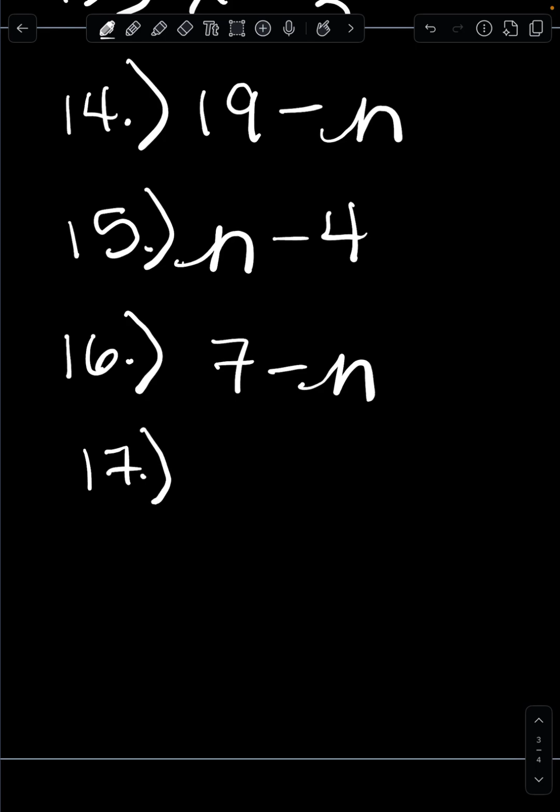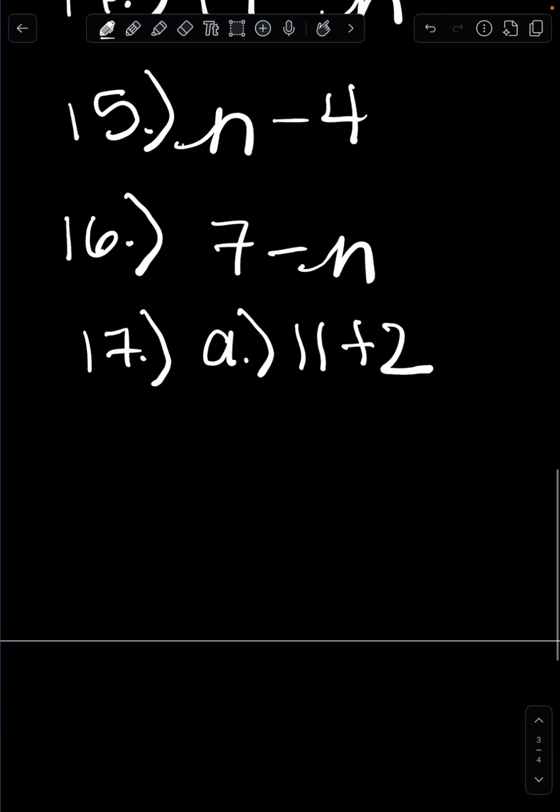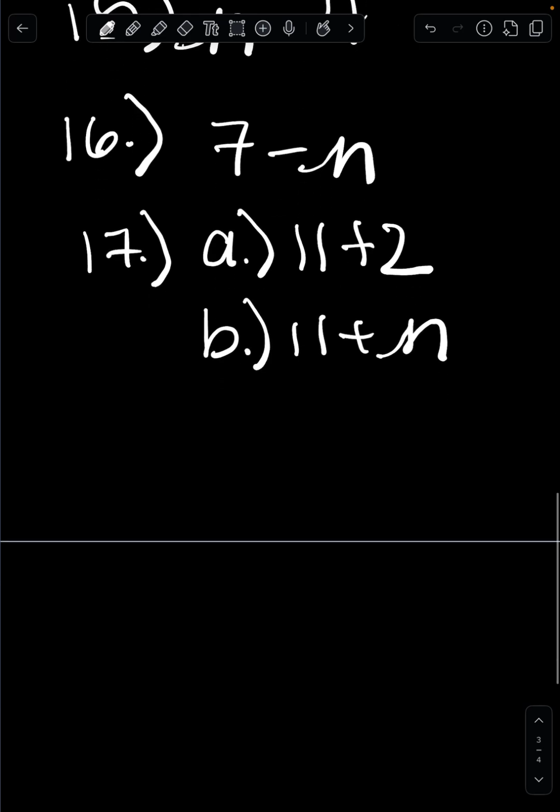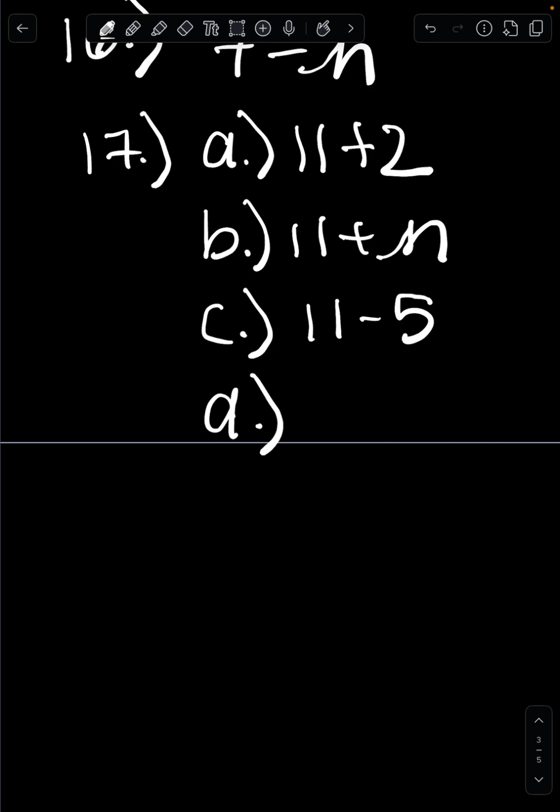Number 17. Jenny is 11 years old. Write a mathematical expression modeling each situation. How old will she be in 2 years? All right, so she's starting out at 11. We're going to add 2 years. So 11 plus 2. How old will she be in n years? Okay, so she's 11. We're going to add n years. Letter C. How old was she 5 years ago? So she's 11 now. We're going to subtract 5 years. Minus 5. Letter D. How old was she m years ago? So she's 11 now. We're going to minus m.